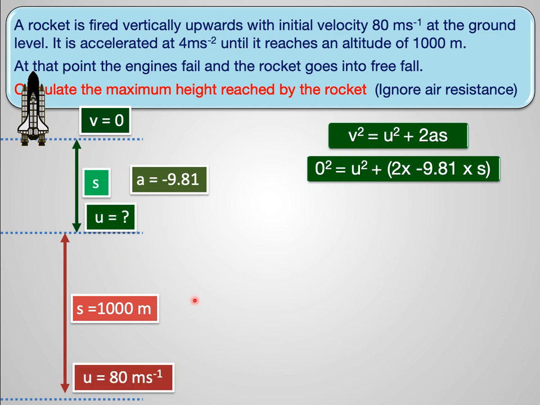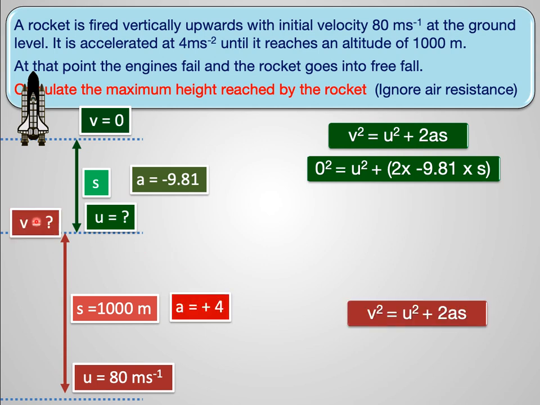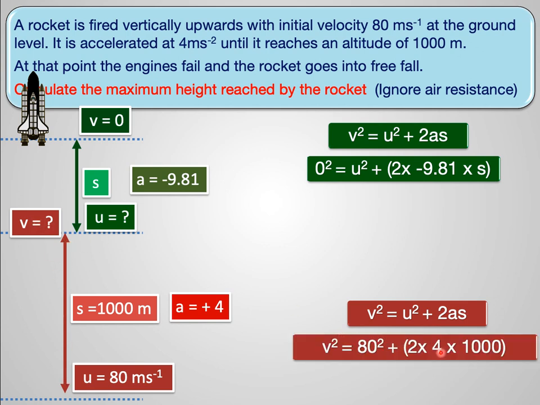Let's see what things I know. Initial, I know it's starting with a speed of 80. Final velocity I don't know, but acceleration I know it's plus 4. This time I want to find this final velocity for the red colored path. The final velocity is 120, which will be the initial velocity of the other motion. So I can directly substitute 120 here because these two velocities are going to be the same, because it's the same motion, it's a continuation of the first motion.